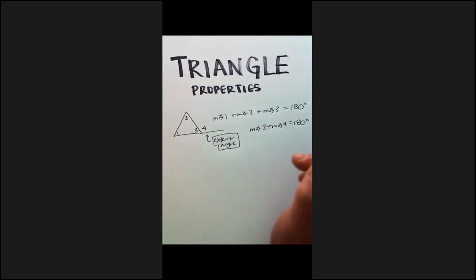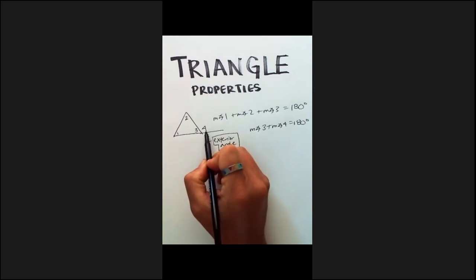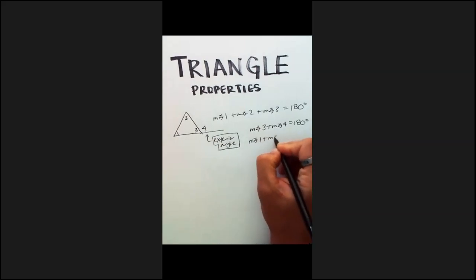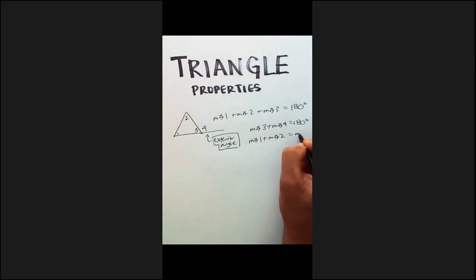Yes. Okay. And then finally, the last thing that we need to know is that the measure of angle 4 is actually the measure of angle 1 plus the measure of angle 2 added up. So these are just some basic things people want to know before we get started.